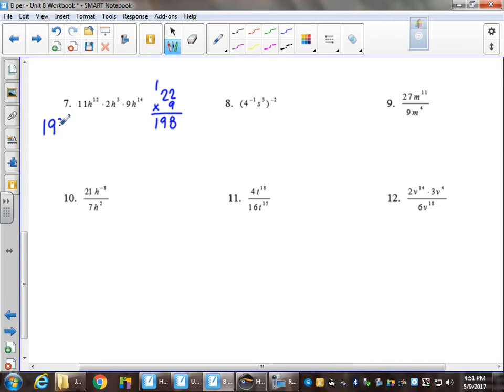So I have 198 out front, and then our variable here is h. I have 3 values where I have a base that's h. So here I have 12 h's. 3 more makes 15. 15 plus 14, 29. So 198 h to the 29th power. Again, 29 came from 12 plus 3 plus 14.